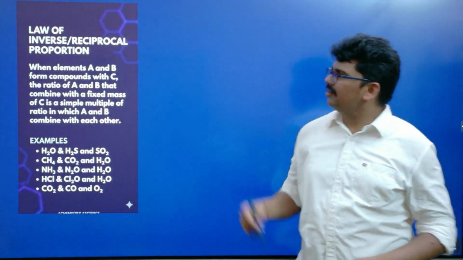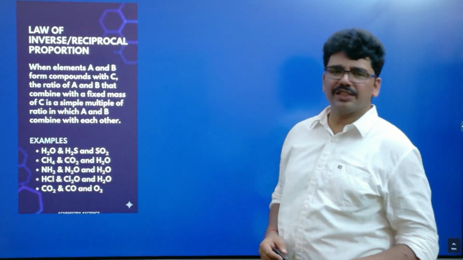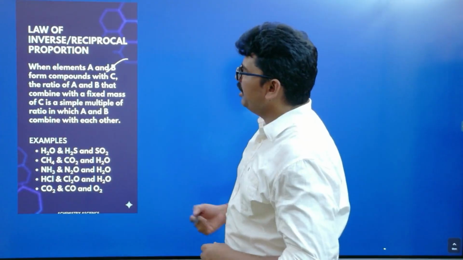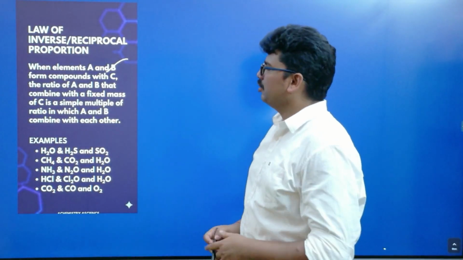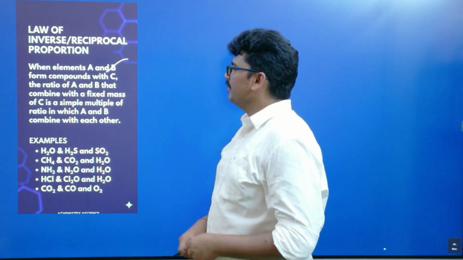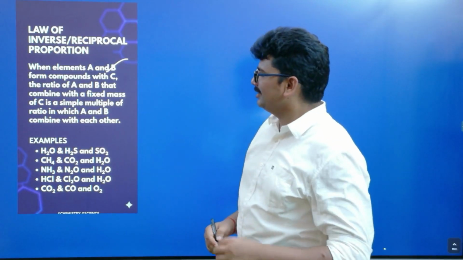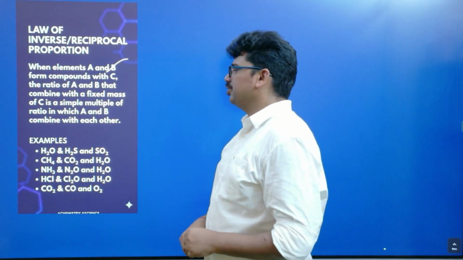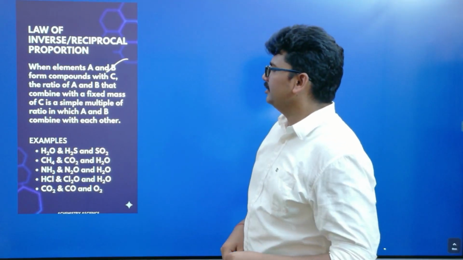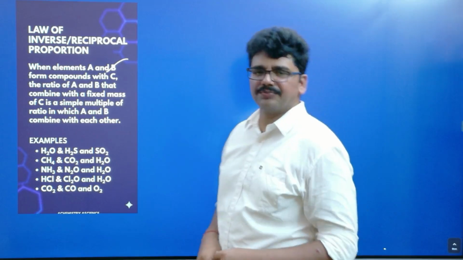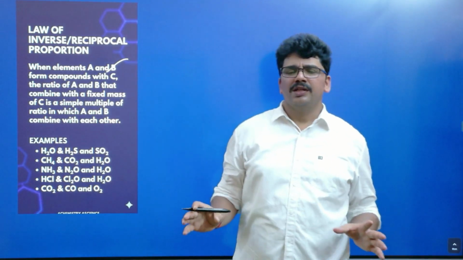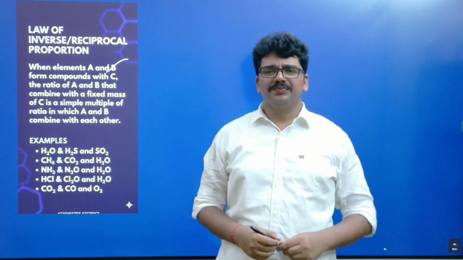Next one is the law of inverse or reciprocal proportion. When elements A and B form compounds with C, the ratio of A and B that combine with a fixed mass of C is a simple multiple ratio in which A and B combine with each other. Simple. We have three elements A, B, C.